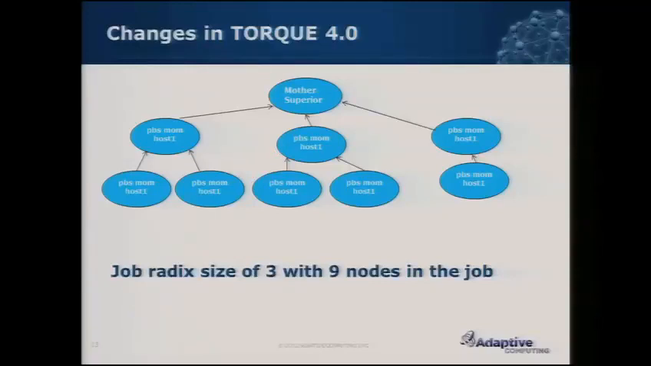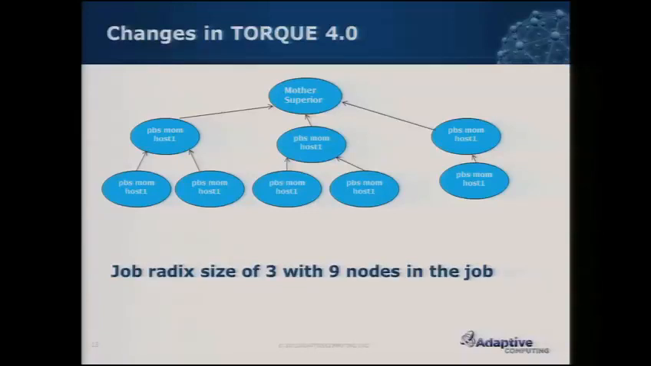Does radix control the number of parallel paths down or the number of levels down? So again, whatever radix size you choose, that's how many paths you're going to have. And in this diagram, you did a 3. Yeah, we picked 3. So there are 3 reporting to Mother Superior, and then there's a binary tree below that. Actually, it's not binary. Let me help. It ends up being a round robin assignment.